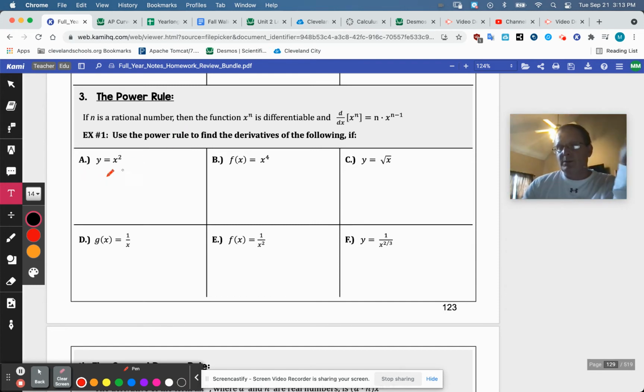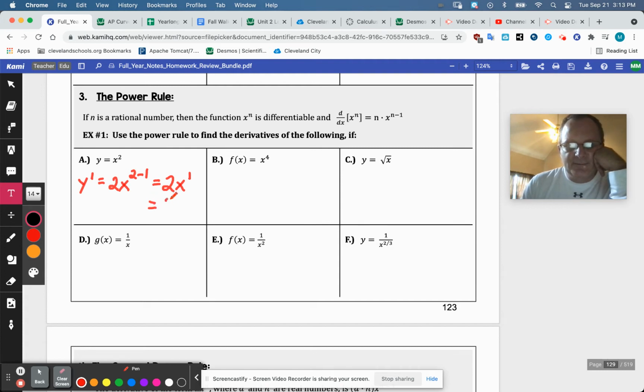We could prove this. There's a way to prove it, the general form. It's lengthy, but you don't have to. So y prime is going to equal, you drop your exponent down, and then I'll actually show that subtraction. Then you subtract 1 from your exponent. So this is 2x to the first, also known as just 2x. So the derivative of x squared is 2x.